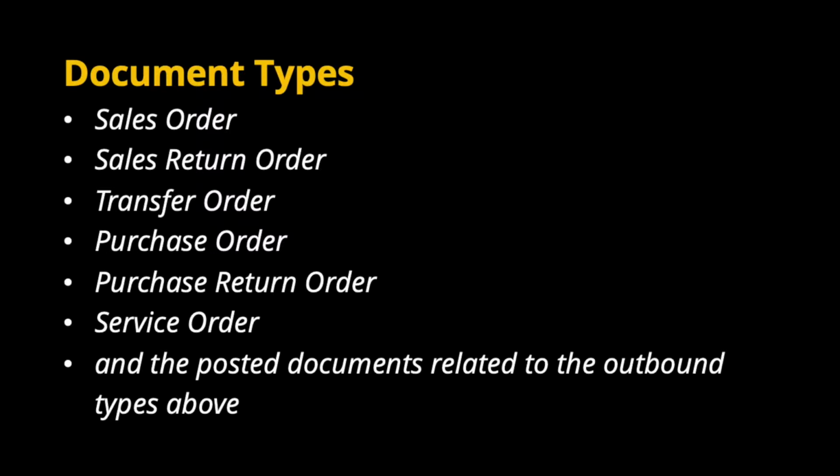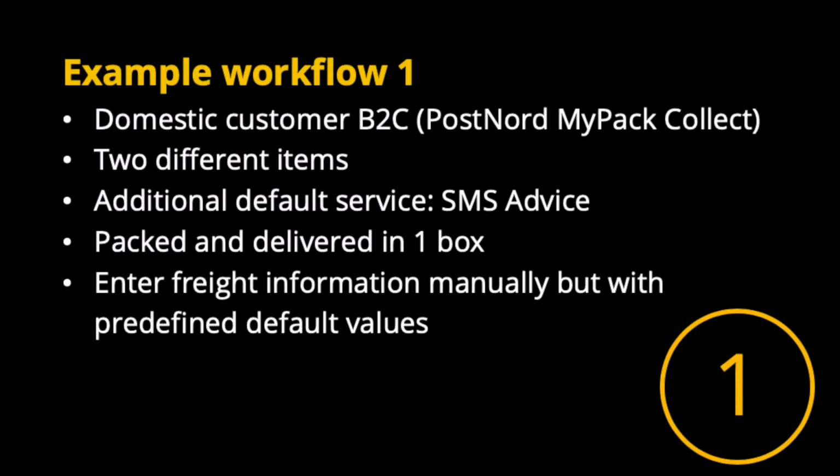Let's get started. In the first example, we will have a domestic customer, business to consumer. We'll have an order with two different items, an automatically added service, SMS advice. It will be packed and delivered in one box, and we will enter the freight information manually, but with predefined default values. Here is the picking list for this order.